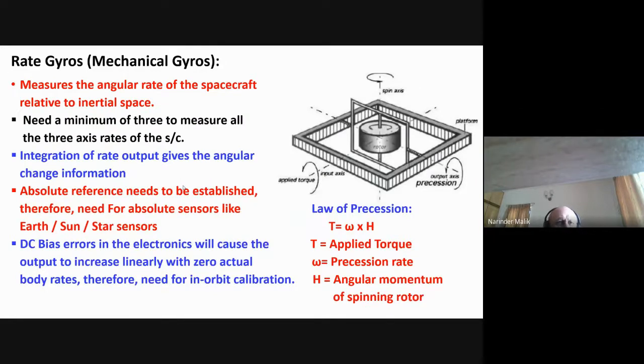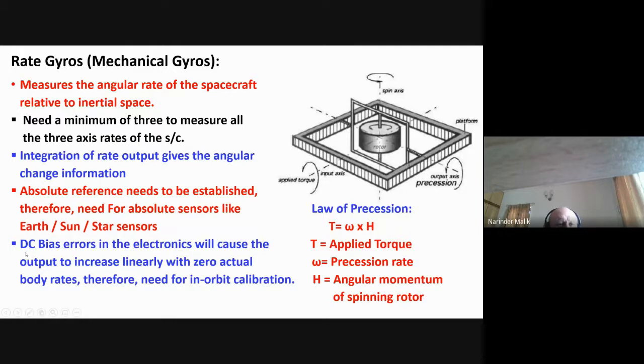Rate gyros measure the angular rate of the spacecraft. Mechanical gyros make use of the law of precession, where torque is equal to omega cross H. That is, there is a spinning wheel. If you have a rate about one axis, a torque is produced about the other axis, and that torque is sensed. So you have a coil and a motor, and you control the current in the motor to bring it to the null condition, and the measure of that current is a measure of the rate input.